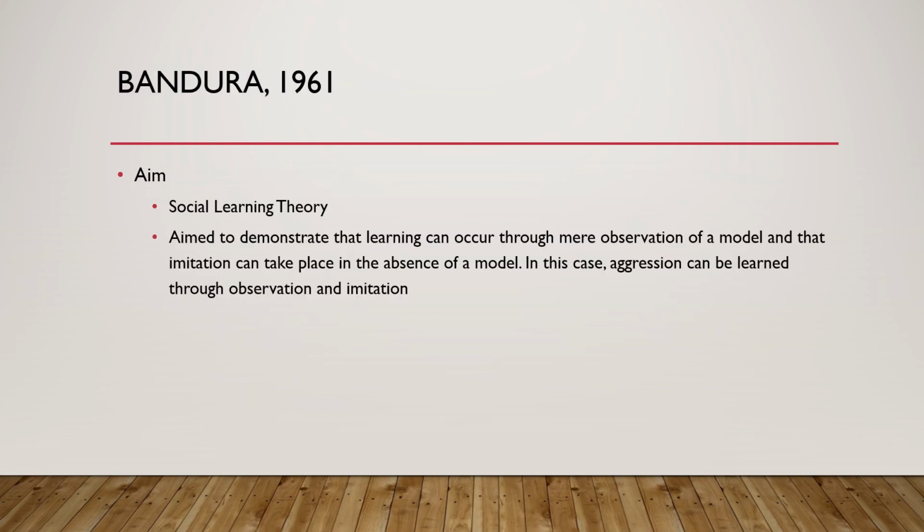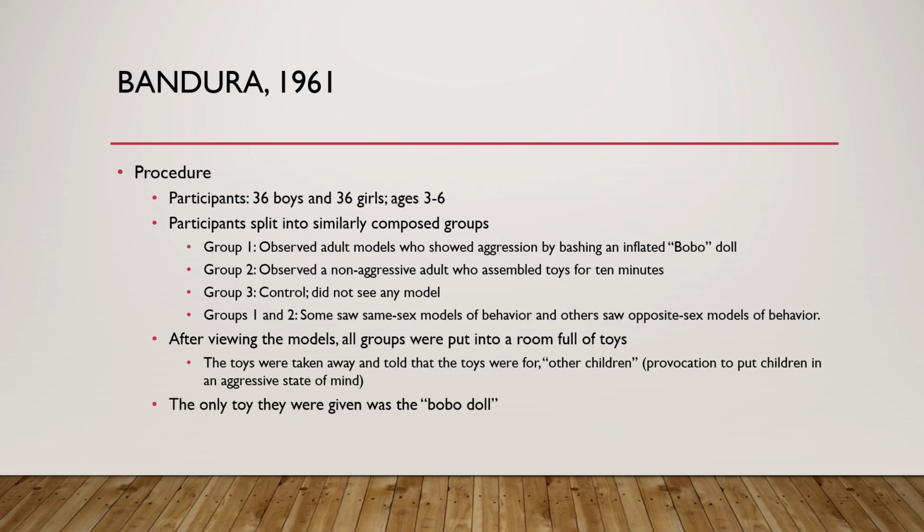So in Bandura 1961, which is our next study, they used the social learning theory, but it was also using the social identity theory as well. And we'll talk about why. So the aim was to demonstrate that learning can occur through mere observation of a model, and that imitation can take place in the absence of a model. And so aggression can be learned through observation and imitation.